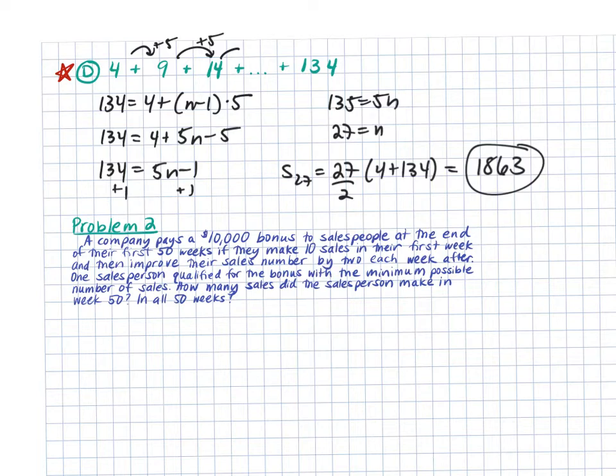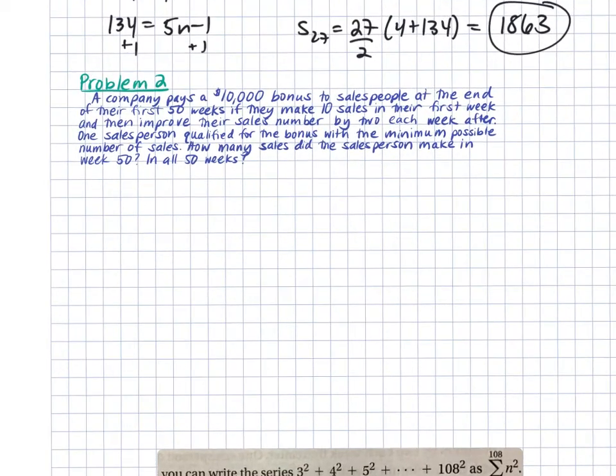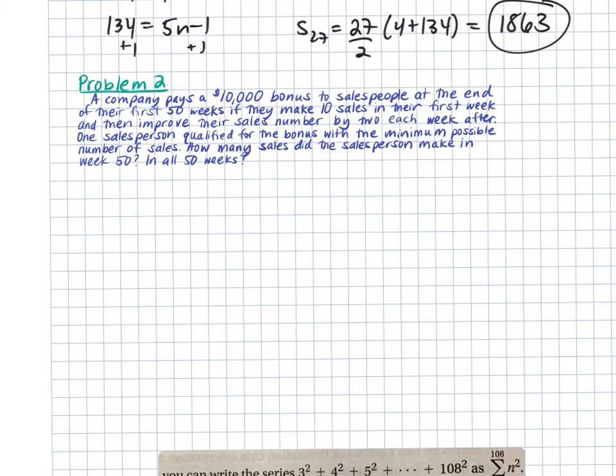Okay, so let's move on to a word problem. When is this used? Well, we use it in a problem like this. A company pays a $10,000 bonus to salespeople at the end of their first 50 weeks if they make 10 sales in their first week and then improve their sales number by 2 each week after. One salesperson qualified for the bonus with the minimum possible number of sales. How many sales did the salesperson make in week 50? And then again in all 50 weeks.